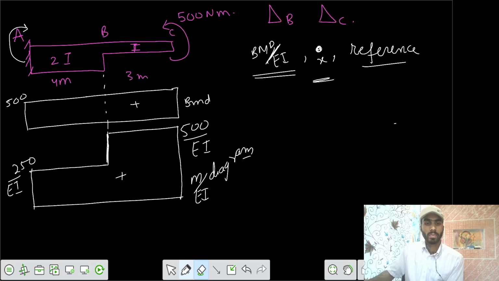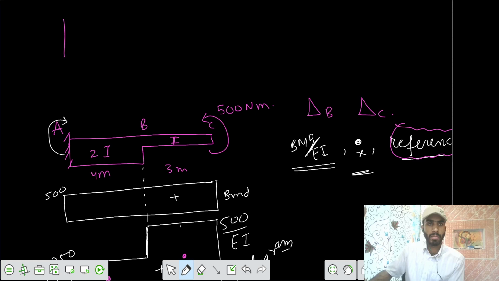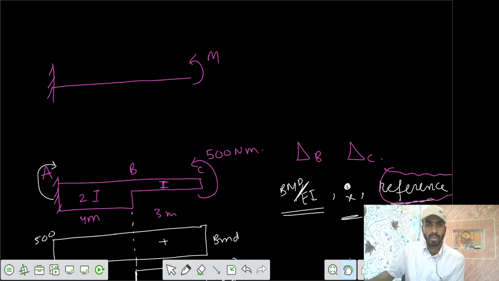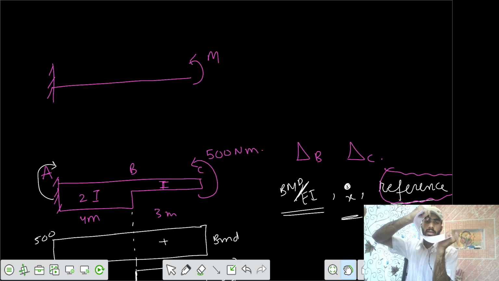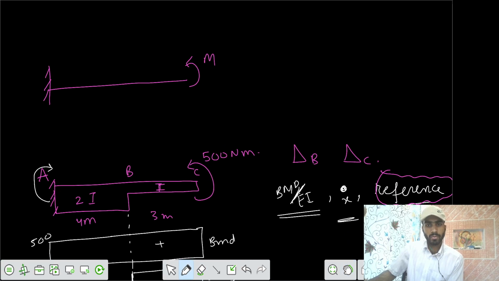Once we have this, we can get the centroids also. We know the centroid here, and this one is the centroid here. But what should be the reference point? Which one should we take as the reference point? Let's convert it in terms of a line member. Let's say this is a line member, and you are applying a moment of M. Where should the beam deflect because of that anti-clockwise moment? Let's say this is our fixed support. You are applying an anti-clockwise moment, so the beam tries to deflect upwards.